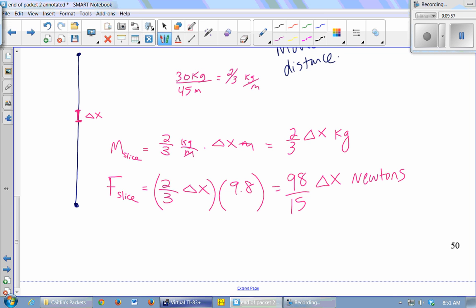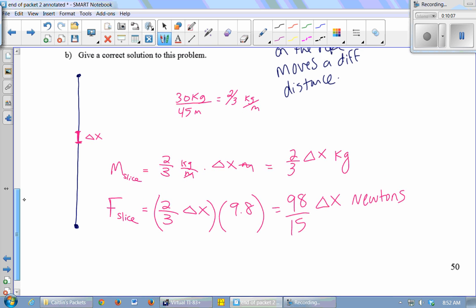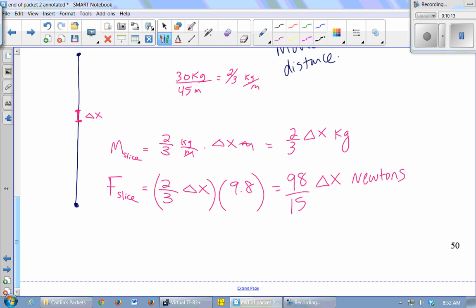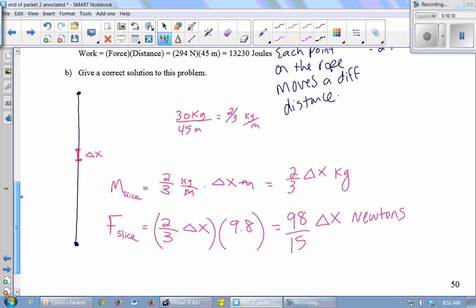Okay, so now I know the force on that little tiny teeny chunk of rope that just has length delta x. I need to know how much work is performed on that little tiny teeny chunk of rope. So work is force times distance. So I just need to know what distance that little teeny tiny chunk of rope travels, and I'll be able to find the work. All right, so let's put this chunk of rope at a distance of x from the top, the whole thing is 45, right? So how far does that have to travel?